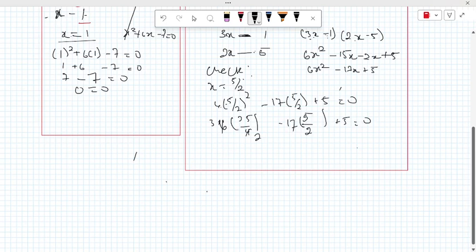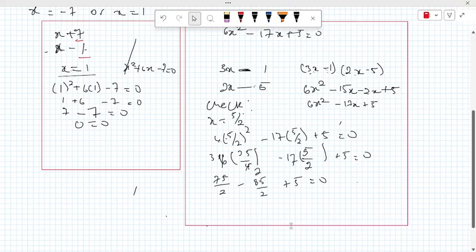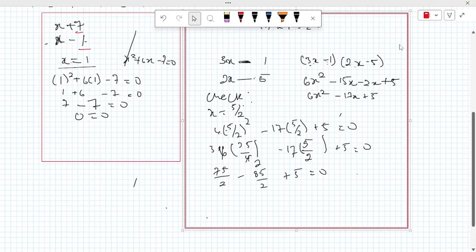All right, so let's double check again. We said 3 times 25 is going to be 75 over 2, and then 17 times 5. Now 17 multiplied by 5 is going to be 85. So this is minus 85 over 2 plus 5 equals 0. Right, let's check. So now it's 75 minus 85, which is going to be equal to 10. Let's expand the square again. So now it's what?